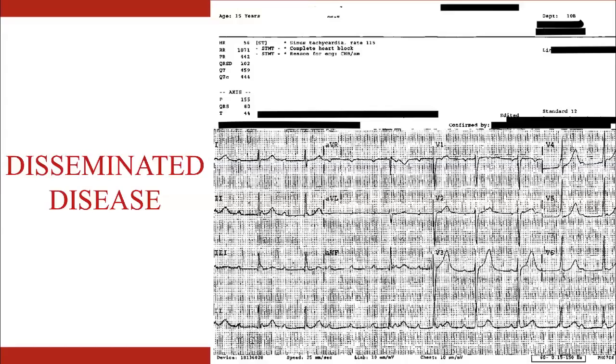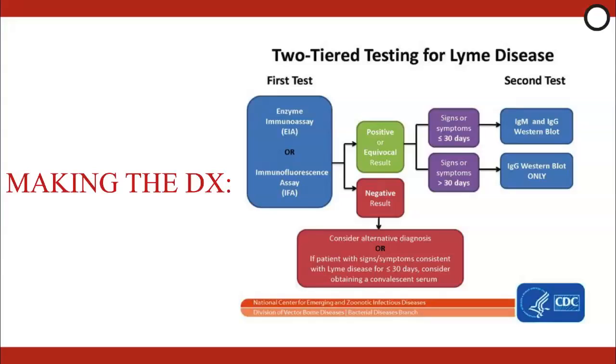Oh yeah, and before we leave the topic of heart blocks, if a patient suspected of having Lyme disease has a first-degree heart block on their ECG, consider admission, as many of these patients will go on to develop third-degree heart block as shown here. Okay, so you've kept these helpful hints in mind and you suspect that your next patient may have Lyme disease. What next? How do you make the diagnosis?